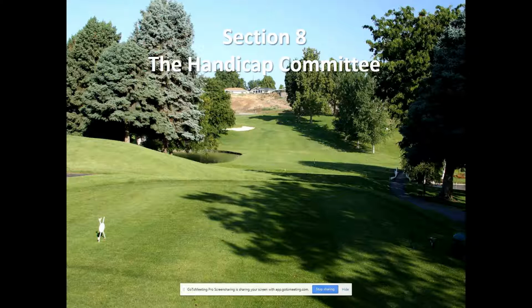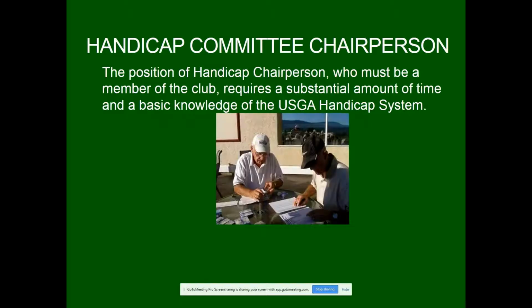All right, let's dive into Section 8, the Handicap Committee, which is very important in making sure that the integrity of the system within your own club is maintained. The Handicap Committee chairperson, who must be a member of the club, requires a substantial amount of time and basic knowledge of the handicap system. What I'm going to say is that this job is not for everybody. It is a volunteer opportunity for some who take it on, and you couldn't say enough of how much respect we have for these people.